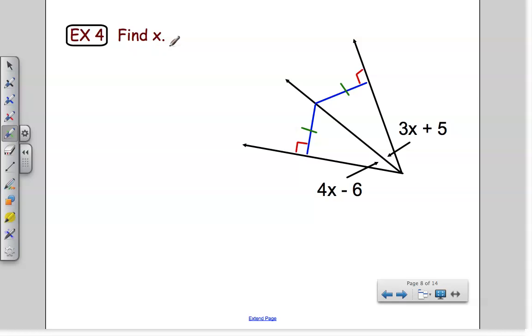And another example here, let's find x. The arrows are showing that 3x plus 5 represents this angle and 4x minus 6 represents this angle. Well, let's see, do I know anything about these angles? If I take a look here, I notice from this point, these two segments are marked congruent from the tick marks. These two segments do go at a right angle to the sides. Therefore, the distance to the sides is the same from this point.